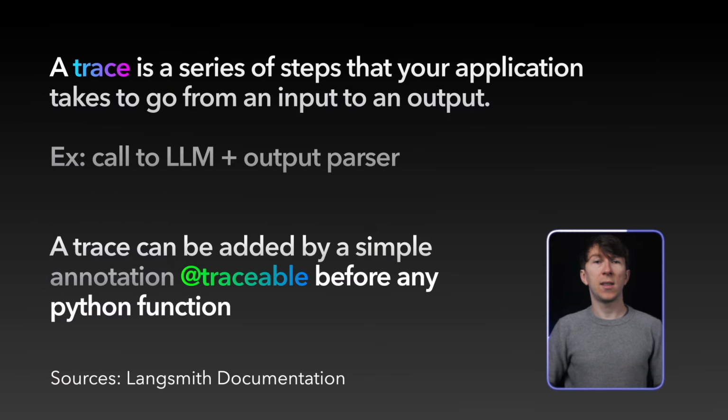A trace is a series of steps that your application takes to go from an input to an output. If you have multiple chains or calls to the LLM, it will be logged as one trace. For example, a call to the LLM to generate something and the use of an output parser to return the result. A trace can be added by a simple annotation, which is @traceable, before any Python function.